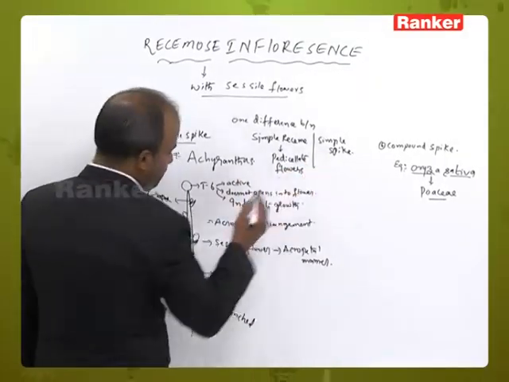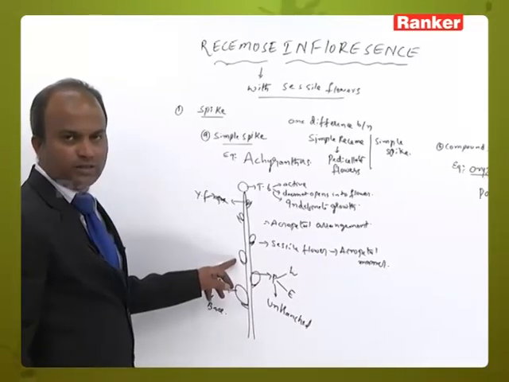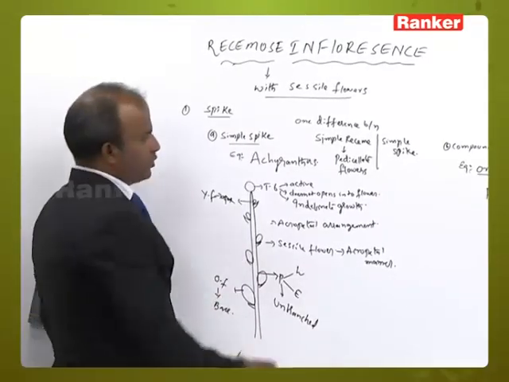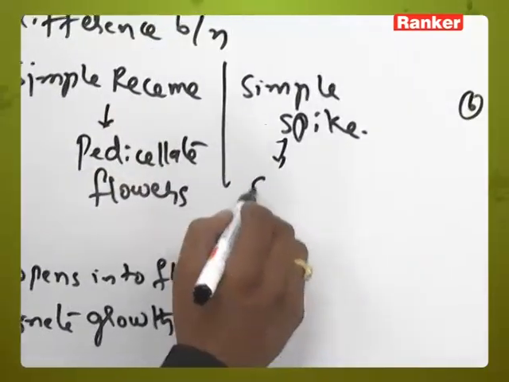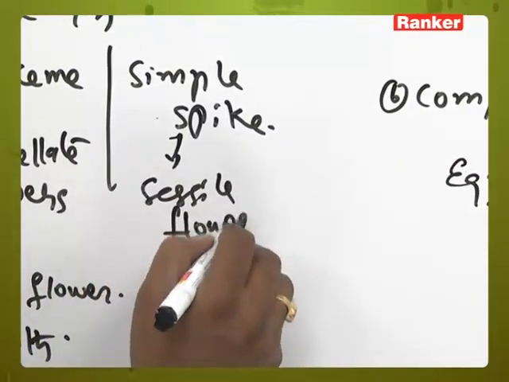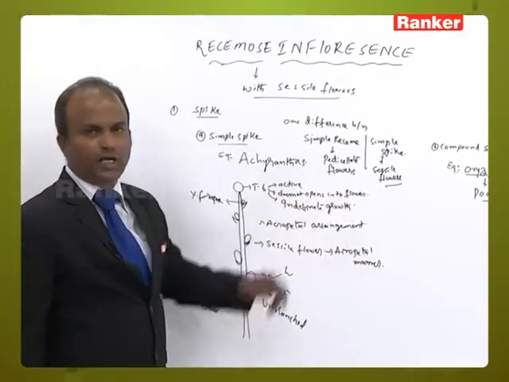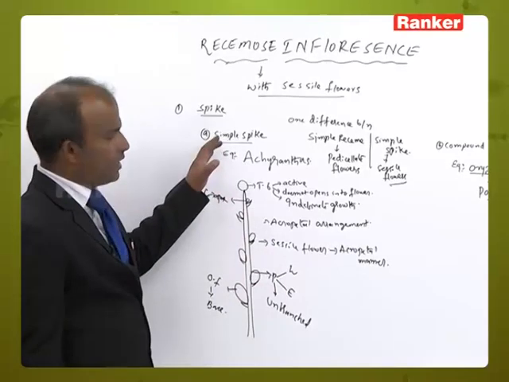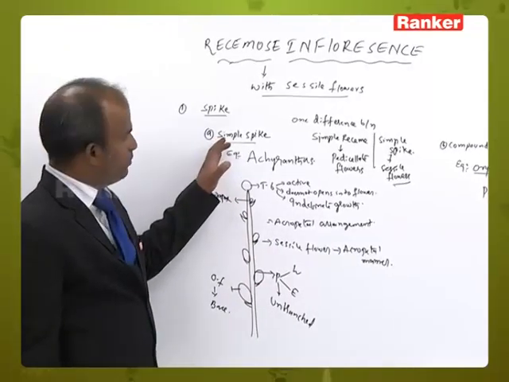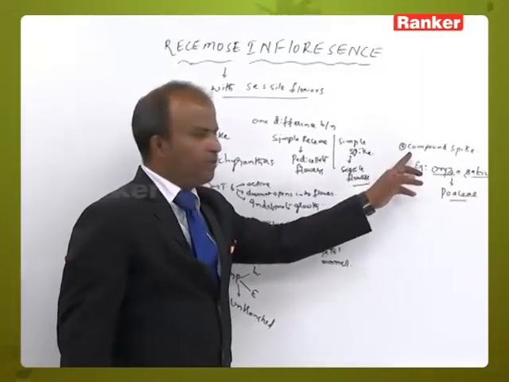But in simple spike, is it showing pedicellate flowers? No, it is not showing pedicellate flowers. Here it shows sessile flowers. This is the explanation of simple spike. And next goes to compound spike.